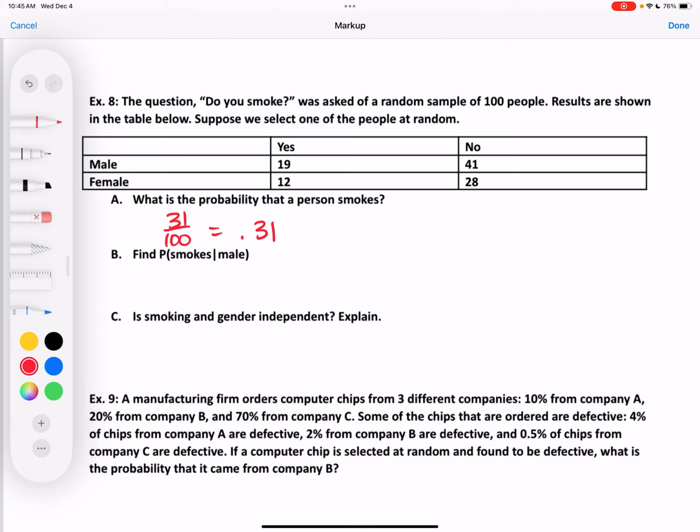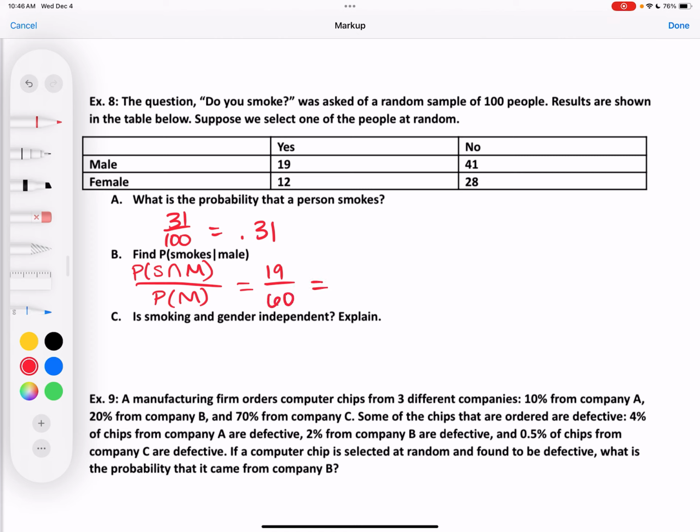So this would be the probability that they smoke intersected with male over the probability that they are a male. So how many smoke and are male? 19, and then how many are male? 60. Yep. So then that's going to be 0.317.